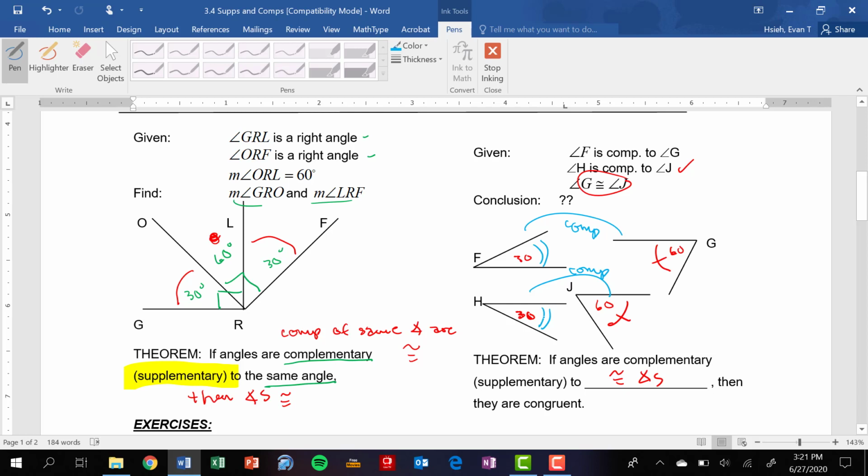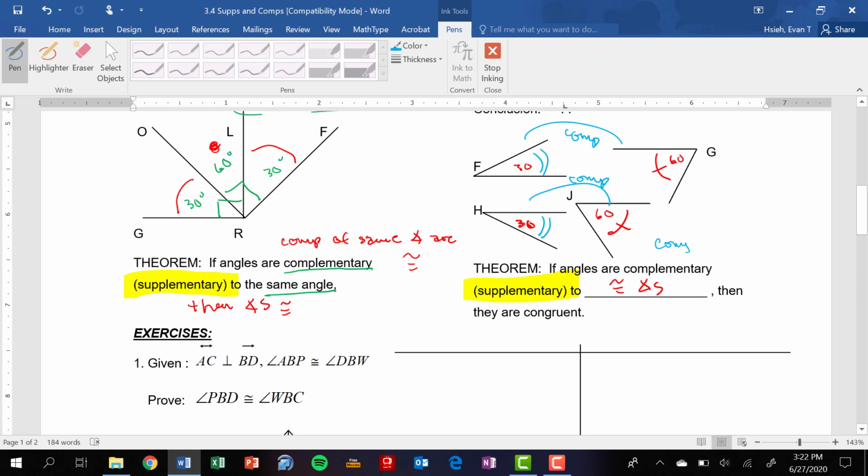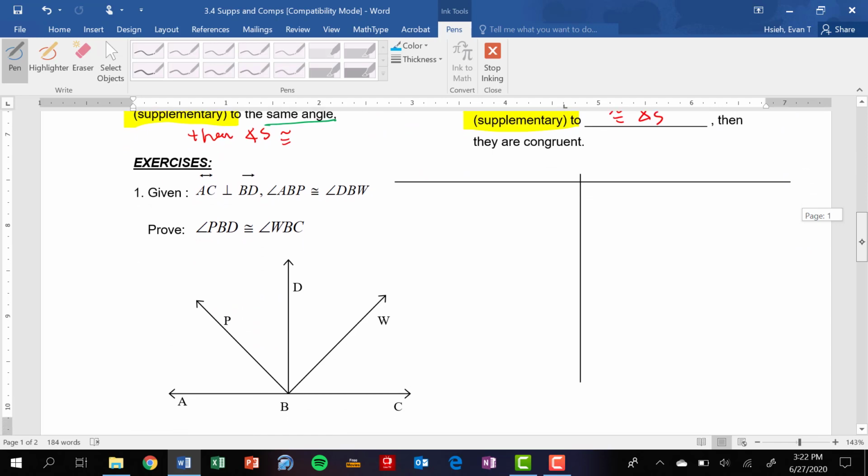So if angles are complementary to congruent angles, then they are congruent, or if angles are supplementary to congruent angles, then they are congruent. So those theorems are related to each other. I could write this as comps of congruent angles are congruent. Comps of the same angle are congruent, that's this one, and comps of congruent angles are congruent, that's that one. Let's work it out in a proof.